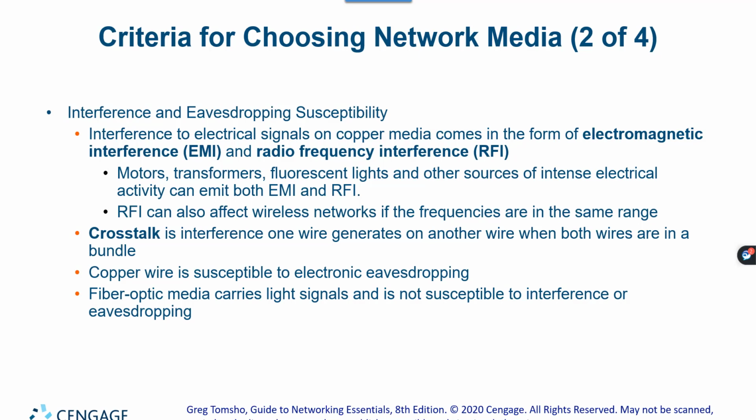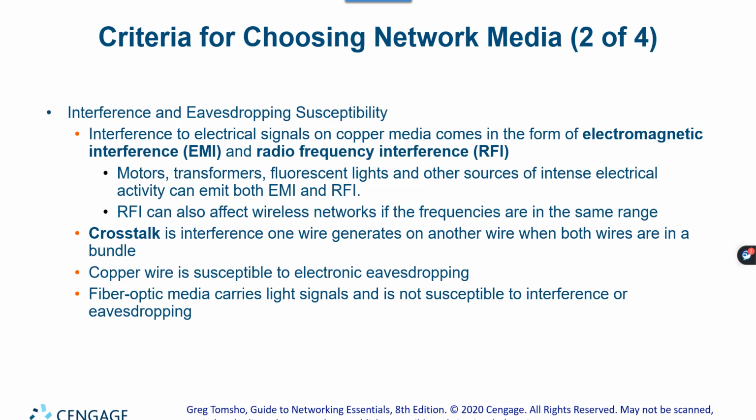Again, motors, transformers, fluorescent lights, and other devices out there create intense electrical activity, right? So we want to make sure that the type of cabling can work in the environment we're working in, with all of the interference that is present. And then we also worry about that with wireless networks also. So RFI can affect wireless networks.